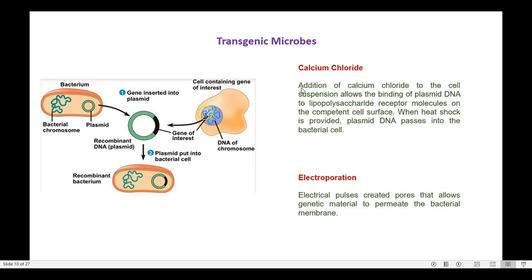Why do we need calcium chloride or electroporation mediated methods? DNA as such cannot pass through the bacterial cell, so we have to make the bacterial cell competent to accept the passage of DNA. For this, we use calcium chloride or electroporation. In the calcium chloride method, addition of calcium chloride to the cell suspension allows the binding of plasmid DNA to lipopolysaccharide receptor molecules on the competent cell surface. When heat shock is provided, plasmid DNA passes into the bacterial cell.